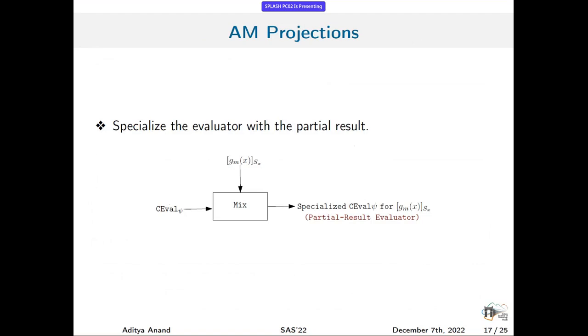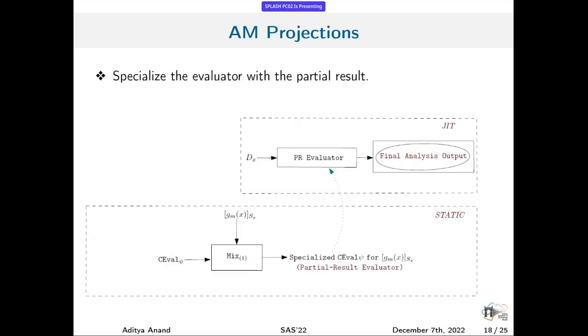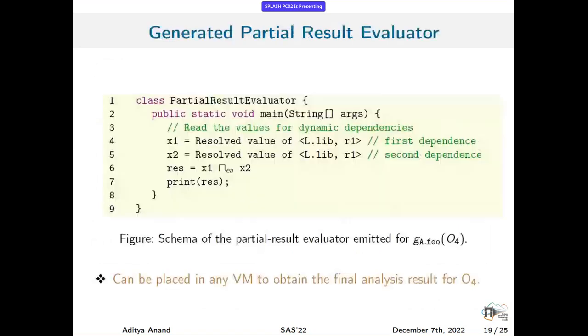This generated specialized conditional value evaluator psi can now directly be put in the runtime, where it can take the remaining runtime inputs and give you the final analysis result. For the specialized conditional value we got earlier, we can see this will be the partial result evaluator, where it should be able to take the remaining runtime inputs.